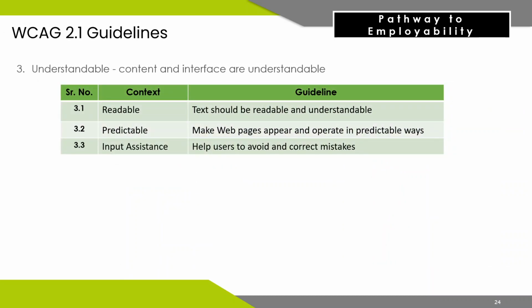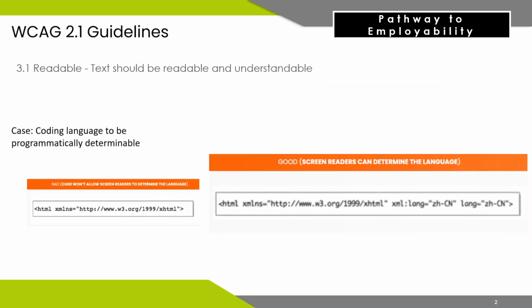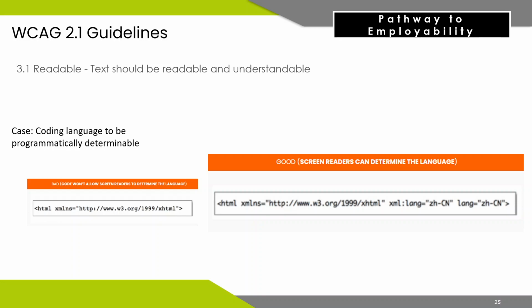Information and the operation of user interface must be understandable. Reference: https://www.w3.org/tr/WCAG21/number understandable. Now, we will have a look at Guideline 3.1 Readable. Make text content readable and understandable.